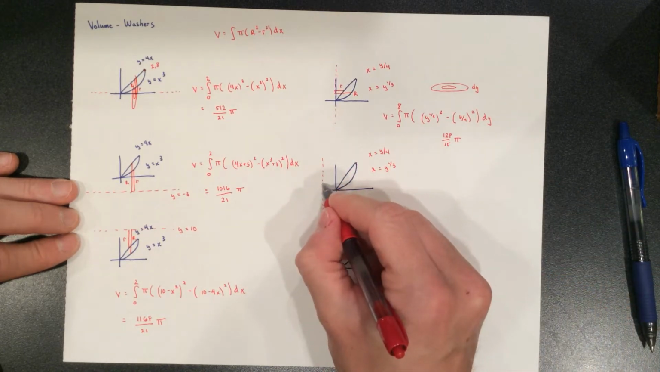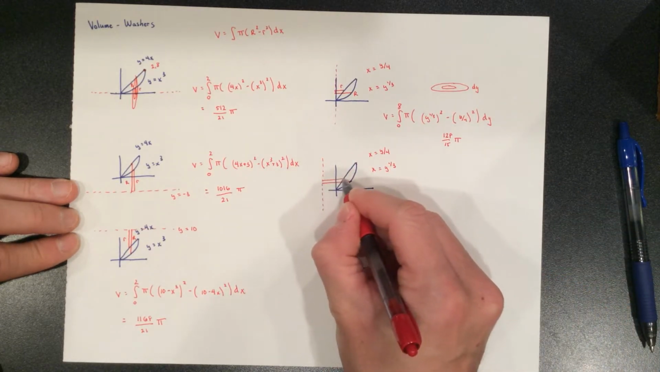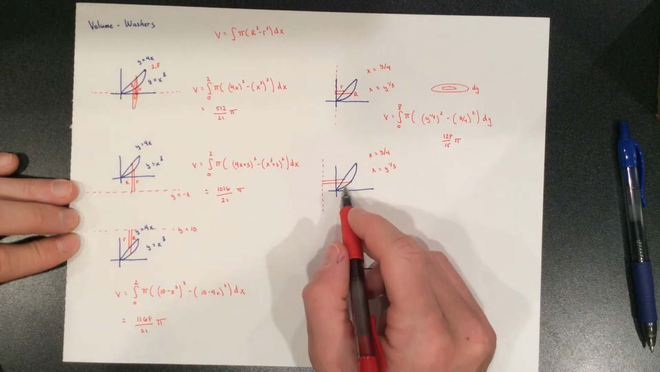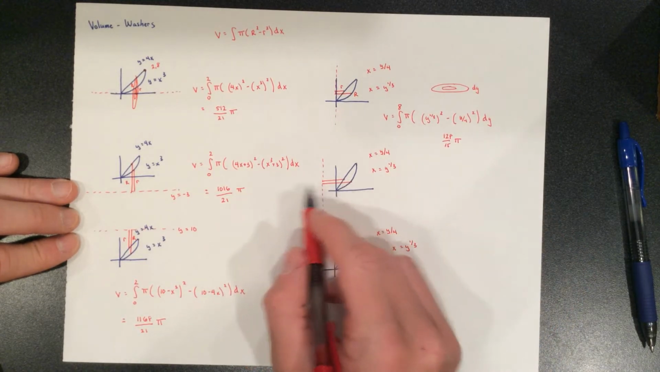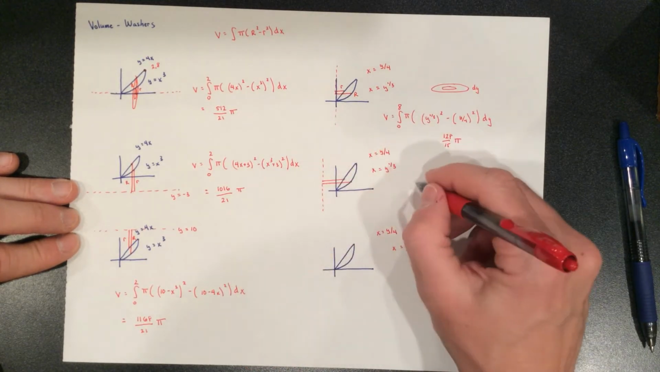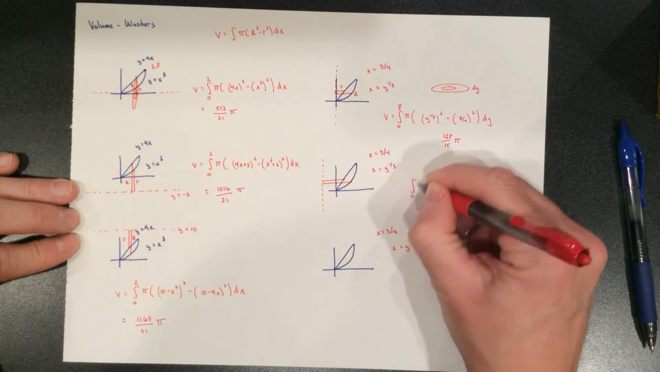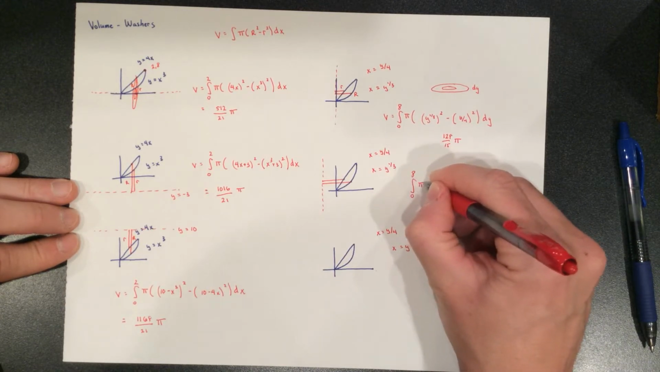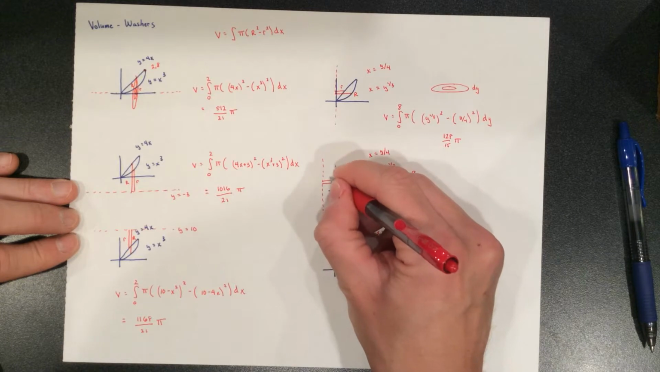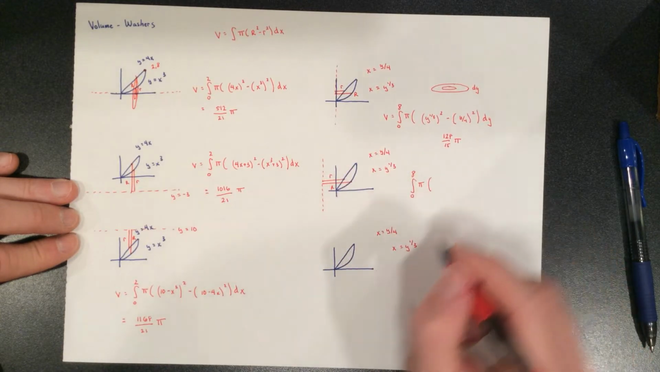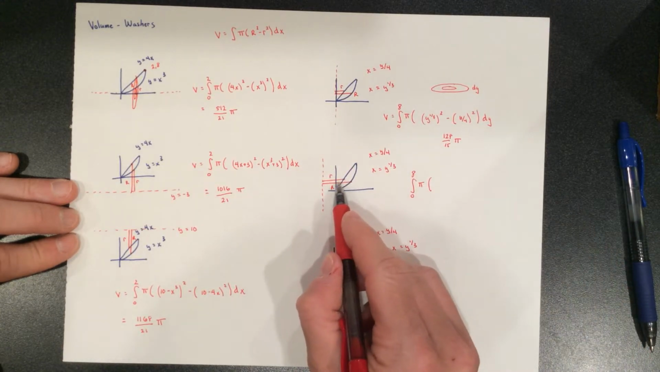Same thing. Big R, little r. Hopefully you can see you're still making washers that are going to be stacked vertically. 0 to 8 pi. That's big R. That's little r. Okay. This distance is the cube root.